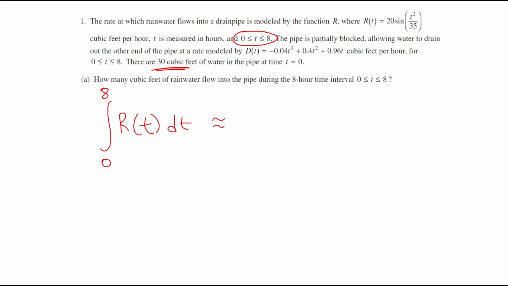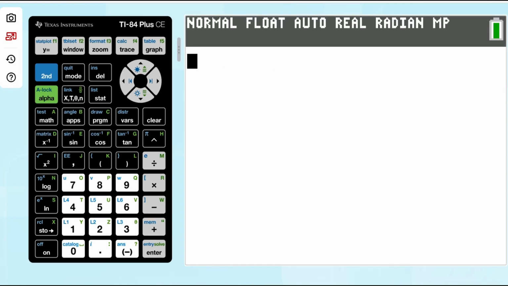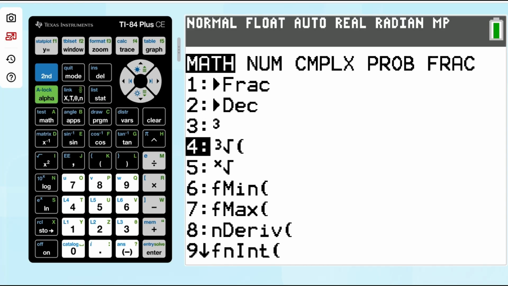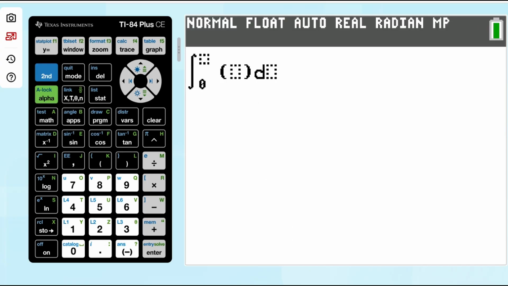which is a nice little integral to do using, you could do it by hand, but since it's a calculator question, there's no reason not to just punch it into your calculator to make sure you don't make a little mistake on it. So we'll go to our graphing calculator, we'll hit math. We'll go down to option number 9. You can also just hit the 9. We're going to integrate from 0 to 8. And the R of t function that we had was 20 times the sine of t squared over 35.